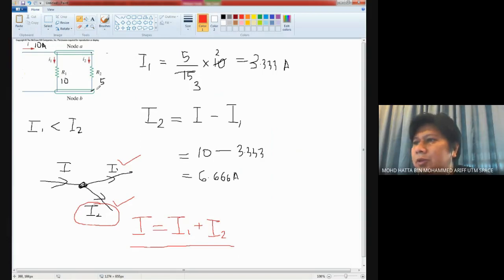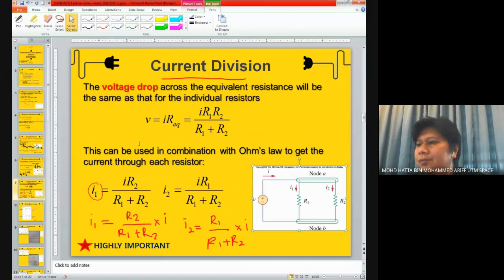You can also use the current division equation, but you don't need to put in the value of resistors. You don't need to consider the value of resistors. Just use simple subtraction between our current source and the current that you found earlier for I1. This is highly important, yeah?